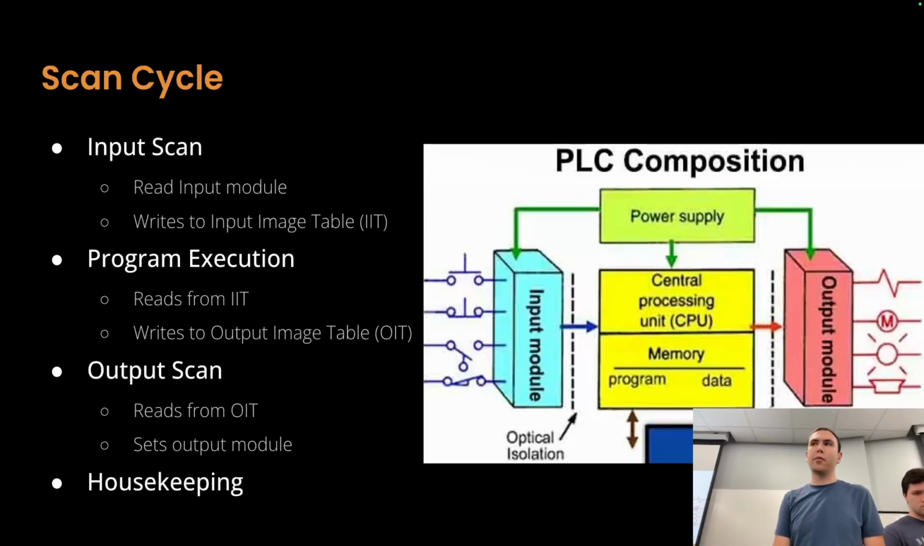And then it does this 4th step, which is housekeeping, doing all the things that make the PLC still function, like updating counters, processing network information, stuff like that. So for a demonstration, we actually have a PLC here.